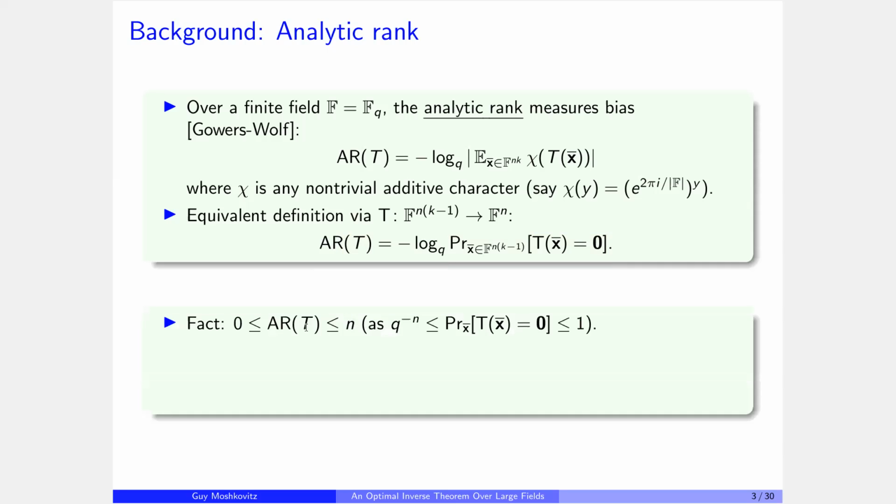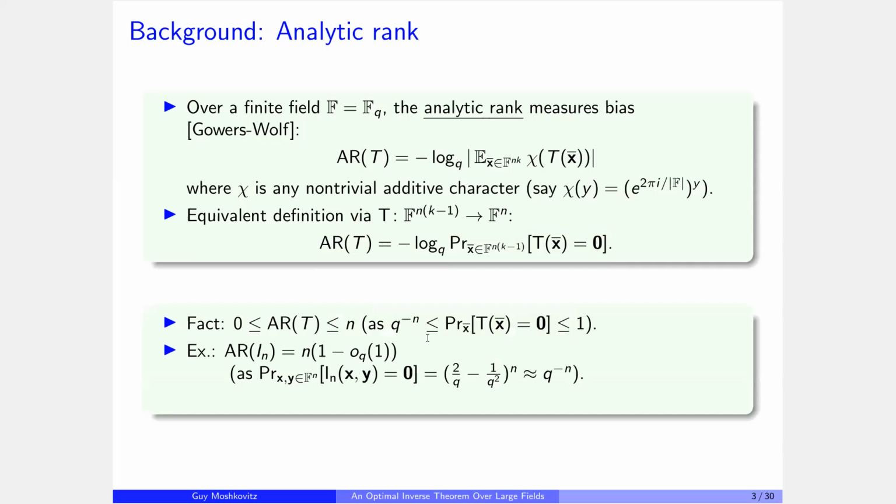In terms of the range where this quantity lives, it's a number between 0 and n, not necessarily an integer, by the way. Let me skip why. Of course, both extremes exist. The analytic rank of the identity tensor is essentially n, and the analytic rank of the zero tensor is obviously 0, because the probability that the corresponding map is 0 is obviously 1, so the analytic rank is 0.